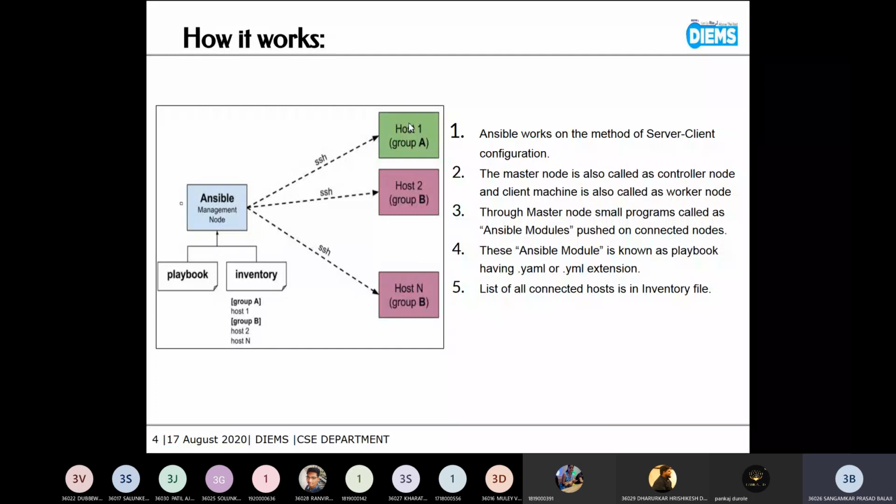Through the master node, small programs called Ansible modules are pushed onto the connected nodes. Means the small programs, which are known as playbooks or Ansible modules, are pushed onto the worker nodes using the SSH protocol. The list of all connected hosts is kept in an inventory. Means in an inventory file, the list of all connected nodes, meaning the IP address or the host name, is provided using certain grouping.